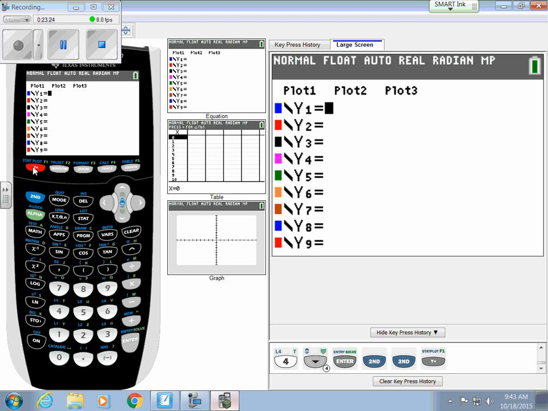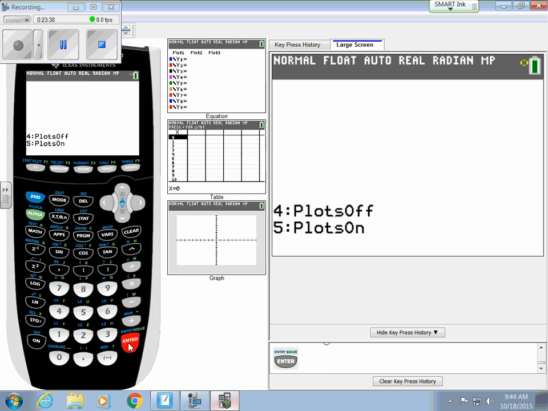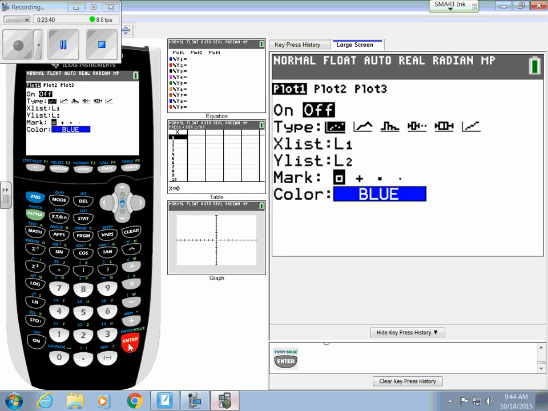To set up your plot, then select the appropriate one. So we're going to go second stat plot. There we go. So now it came up, and if you notice here, all of our stat plots are off. So we're going to take the first one, and we want this to be a scatter plot.